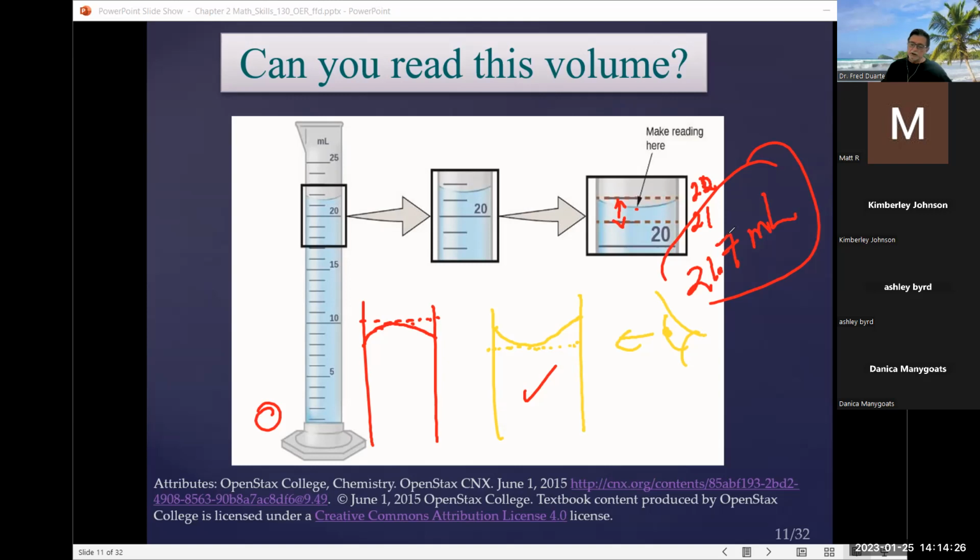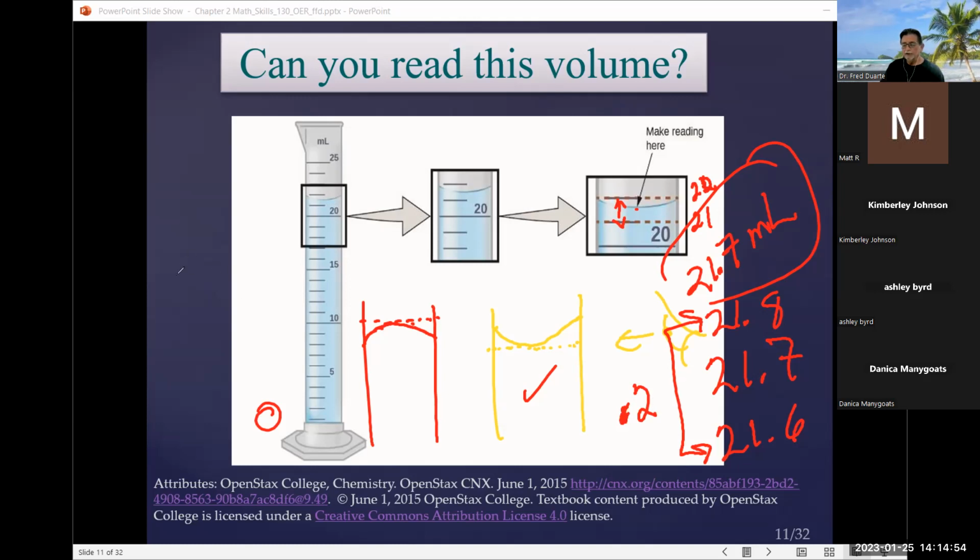The last digit always has the uncertainty. It could be 21.7, it could be 21.6. Now, what's happening is this. I read 21.7, but somebody could read 21.8, or some could read 21.6. Notice the range from here to here is 0.2 milliliters, okay?